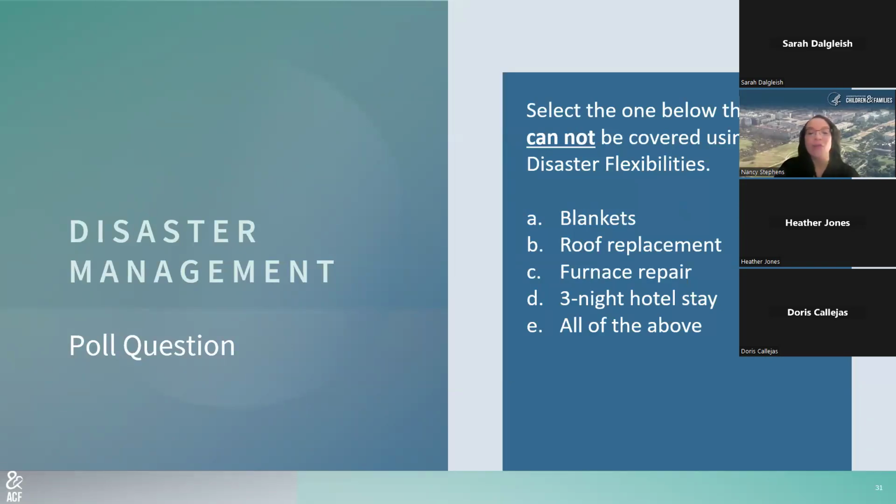First, we have another poll question to test your current knowledge about LIHEAP disaster management. For this question, can you please select one answer that is something that cannot be covered using LIHEAP disaster flexibilities? Your choices are blankets, roof replacement, furnace repair, 3-night hotel stay, or all of the above.